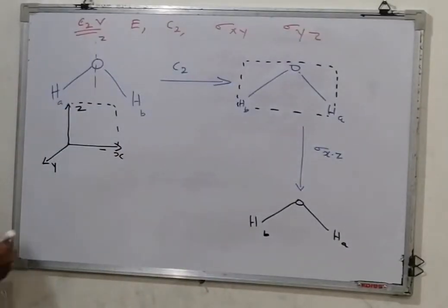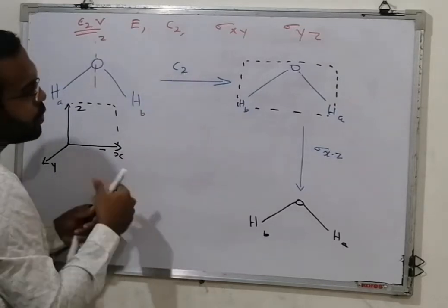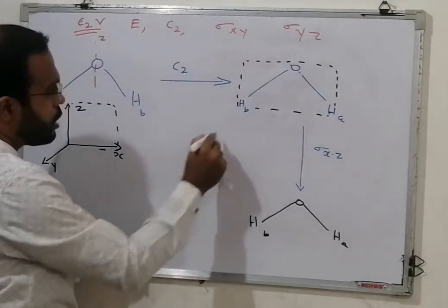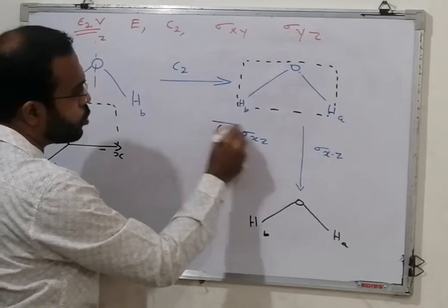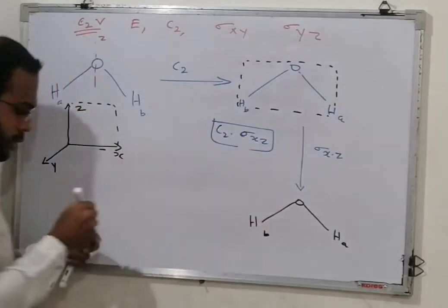Now, the same thing, that is C2, therefore you have two operations, C2 and sigma XZ operation, together you will get this result.